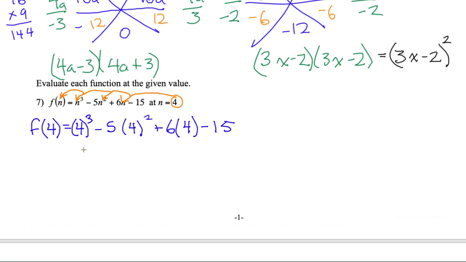So from here, 4 to the power of 3 is 64. And then 4 squared is 16. 16 times 5, what is that? 16 times 5, that's 80.